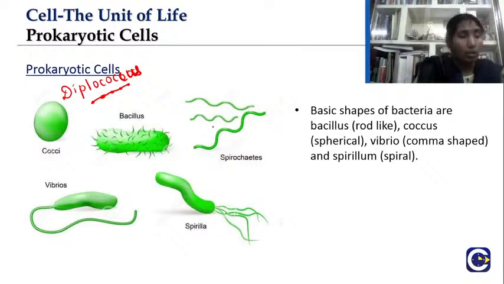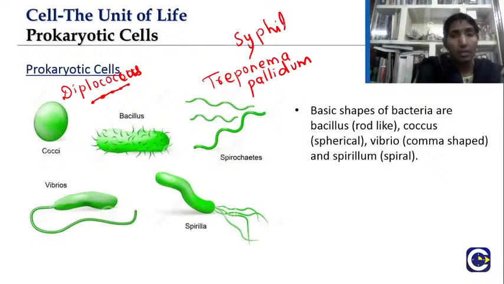We have what is called the spirochetes. The best example I can give you is Treponema pallidum, which causes syphilis. And then we have the Vibrio. It's a comma-shaped bacteria. I can speak about Vibrio cholerae, which induces cholera.